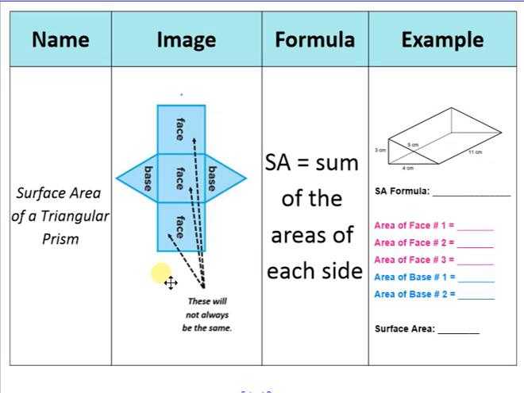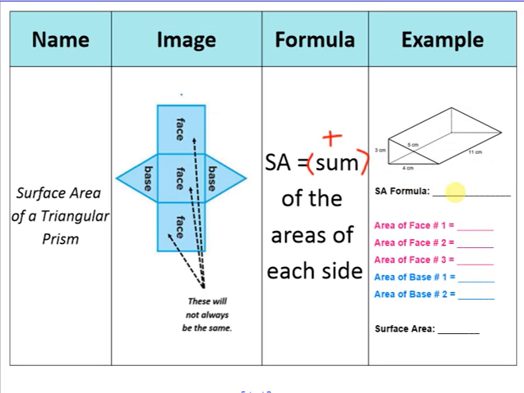Now what's important to know, and remember you can pause the video if you need more time, is that when you calculate the faces, they're not always going to be the same. So in this image here, they do look fairly equal, but when you calculate the faces, they're not always going to be the same. So it's very important to know. The formula for surface area is you're going to add up, so the sum of the areas of each side, or each face and base.